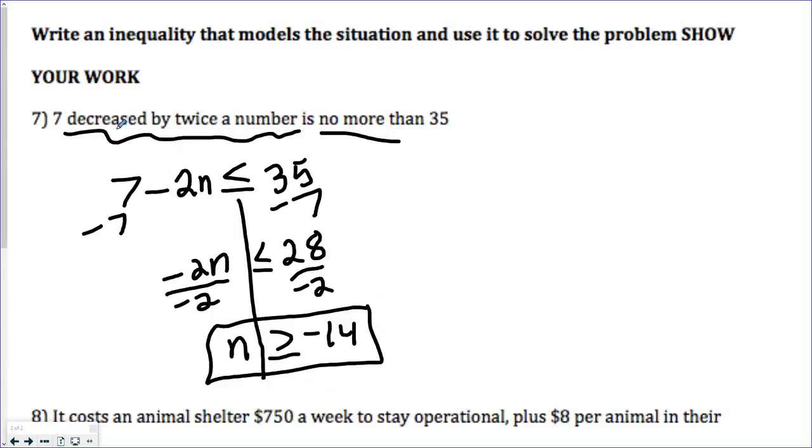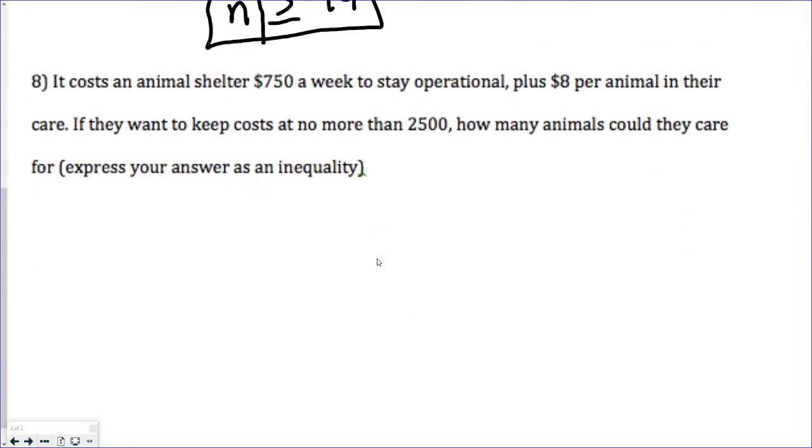So again, watch out for the decrease by or less than or stuff like that, because those negatives are going to be important to know whether you're going to flip your sign or not. The next one's a little bit more contextual.